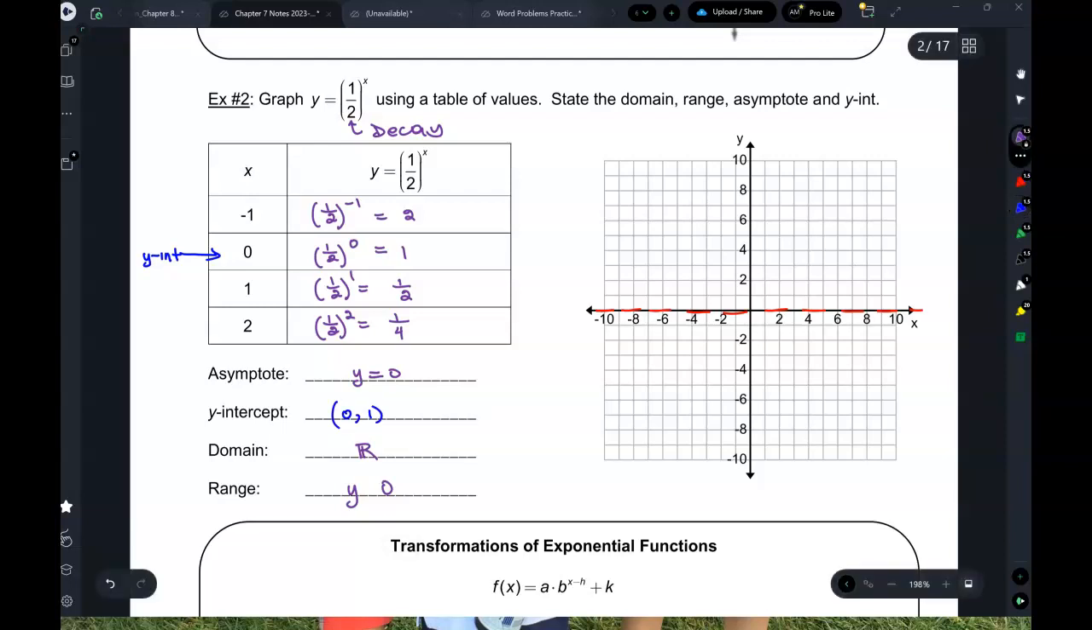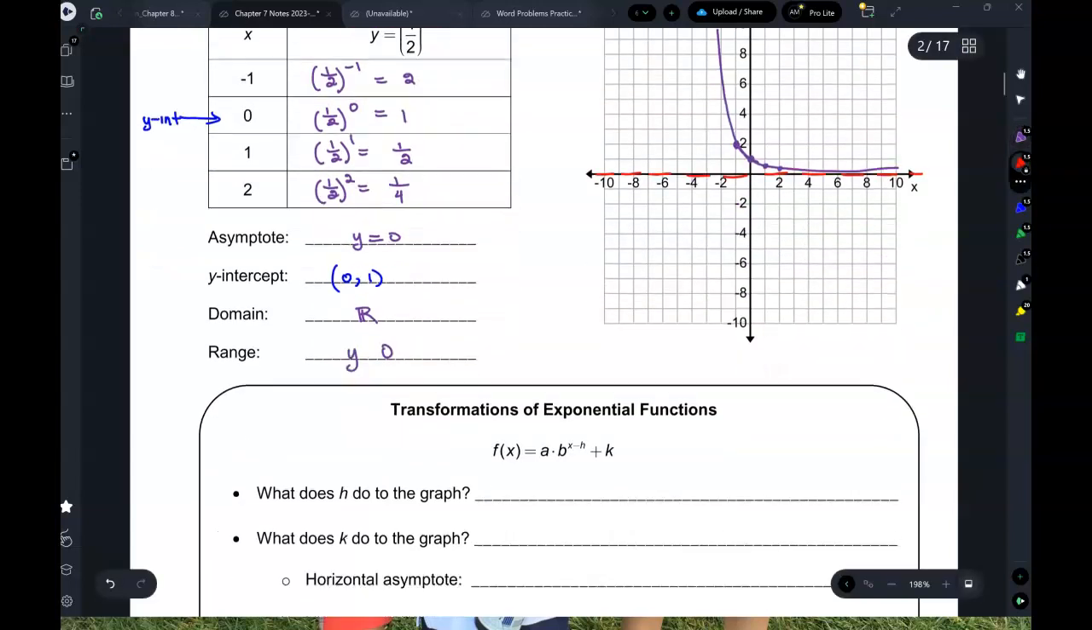Okay, let's graph these. -1, we're at 2. 0, 1. 1/2. 1/4. All right, do you see how it's decay? Because as you move further and further to the right, it's moving closer and closer to that horizontal line.